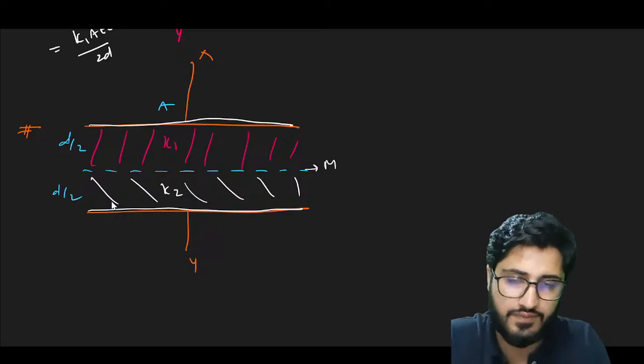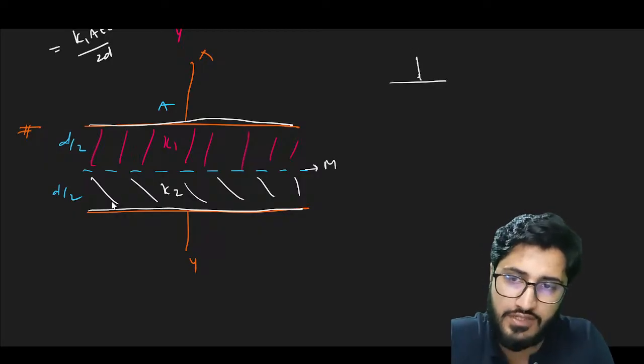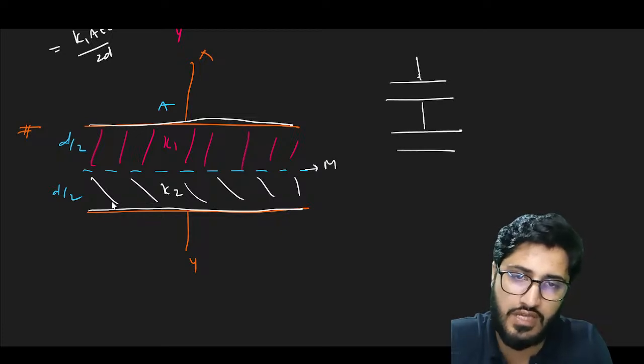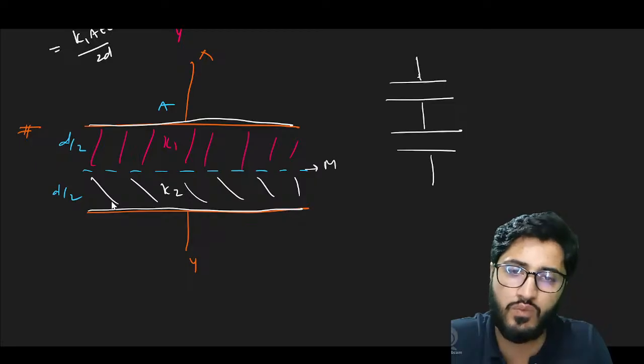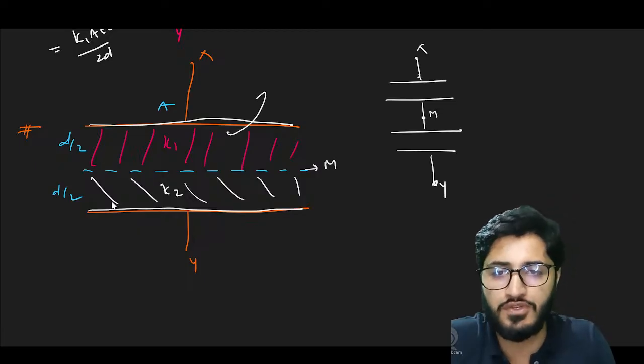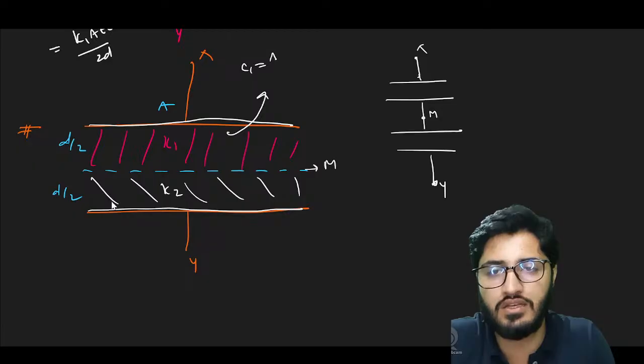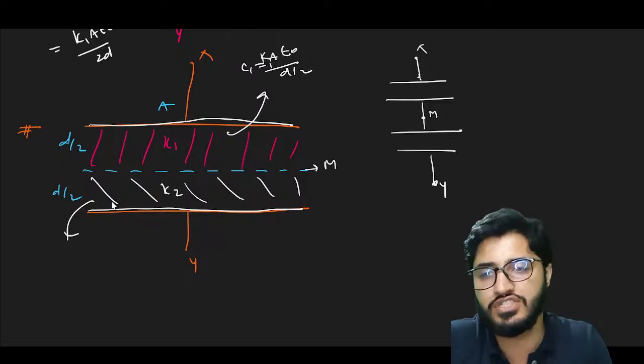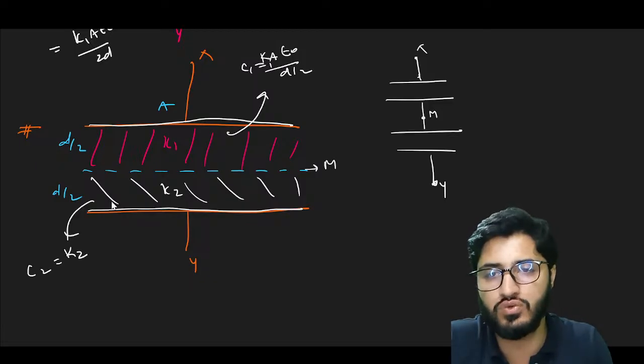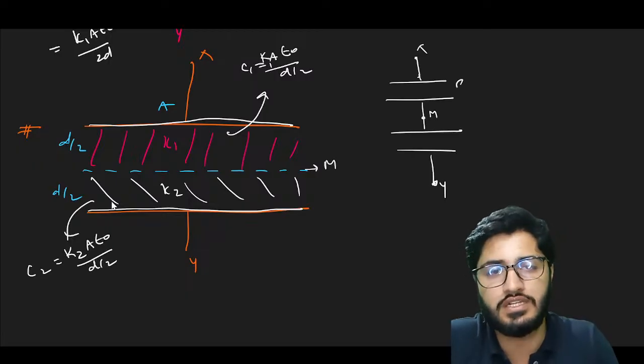How to write it now? Look, one plate potential is X, this plate potential is Y. Now this plate potential is M, this plate potential is Y. Y, X, M. For C1, C is K A epsilon naught by D, so it is K1, A is same, epsilon naught by D, where D is D by 2. C2 is K2 A epsilon naught divided by D by 2.